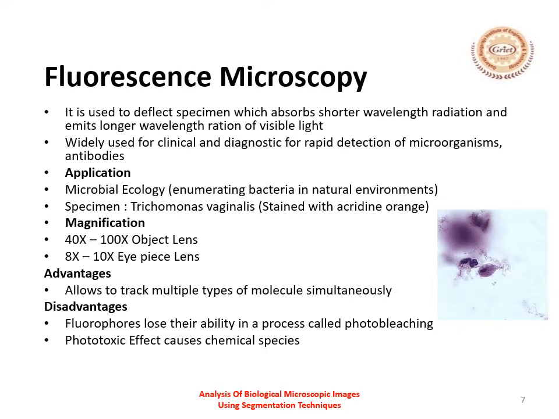Fluorescence microscopy depends on colors, where we use fluorophores to color the cells, and when the cells are colored, we can see them in the microscope more easily. It's widely used for clinical and diagnostic processes, and it allows us to track multiple types of molecules simultaneously because they have different colors.